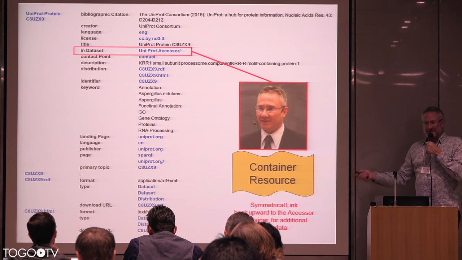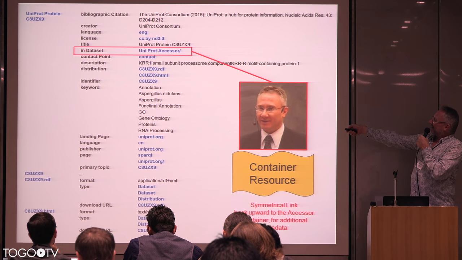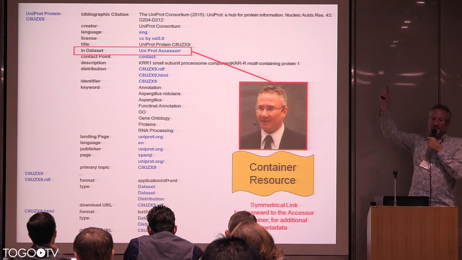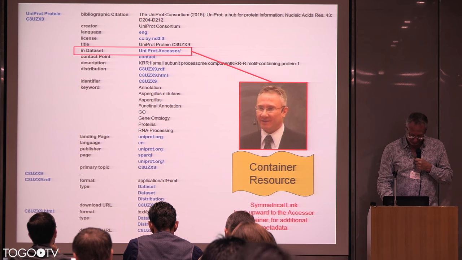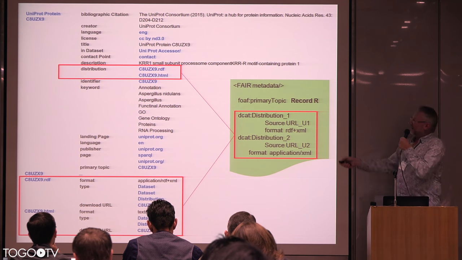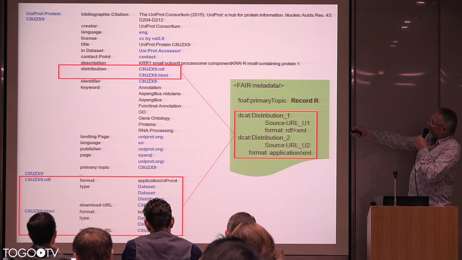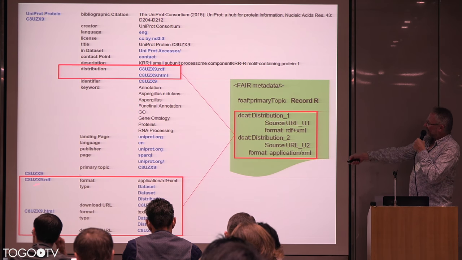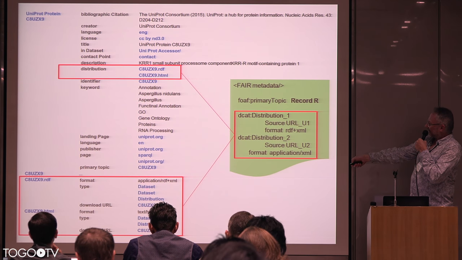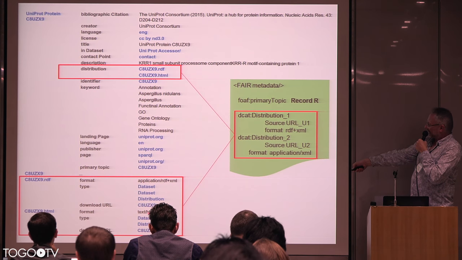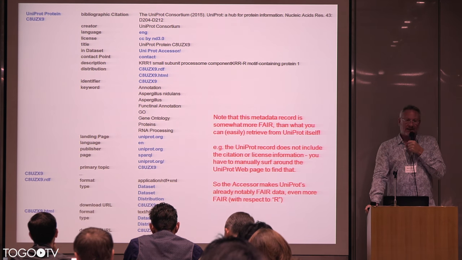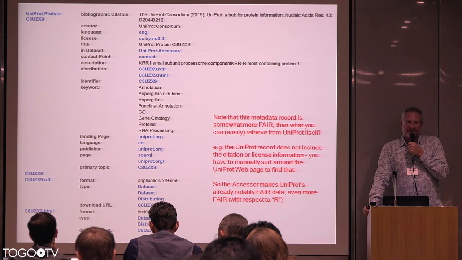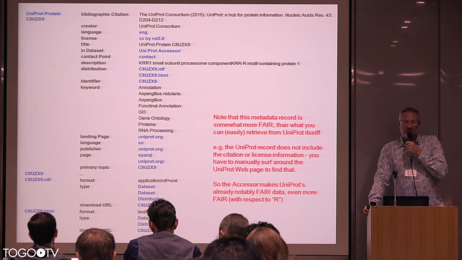But to be symmetrical, in the dataset, point back upwards to the metadata about me. Then we have the distributions, RDF and HTML. So here's an RDF representation with this URL, and here's an HTML representation with this URL. And I want to point out that UniProt is pretty FAIR, but this is even more FAIR.